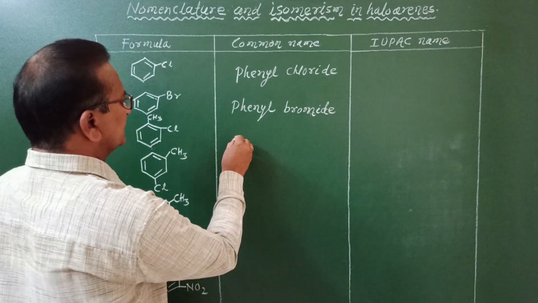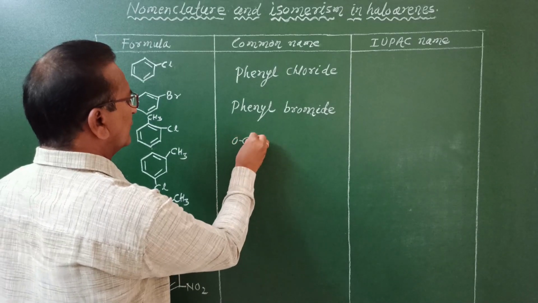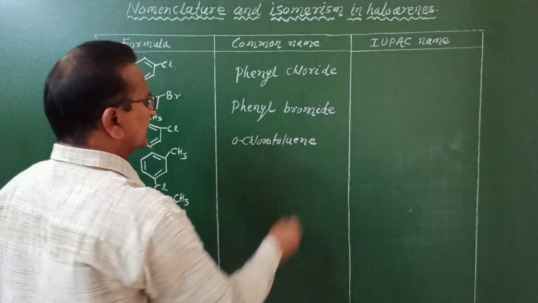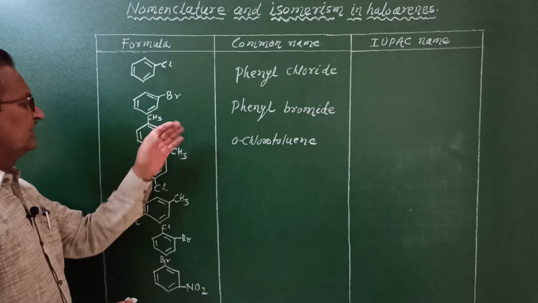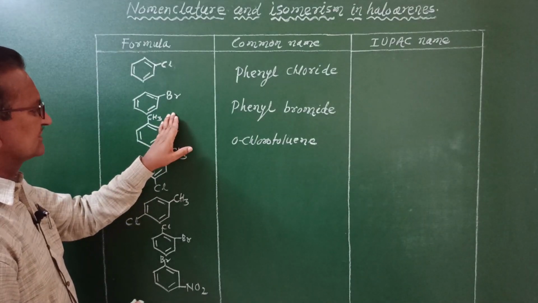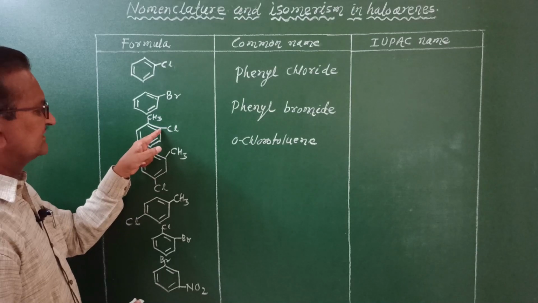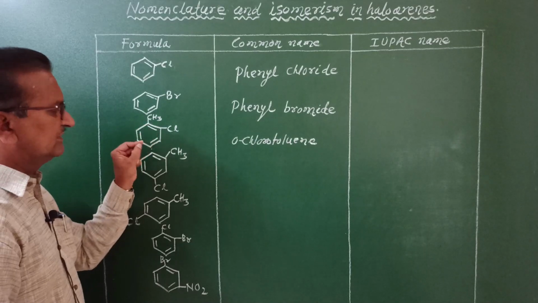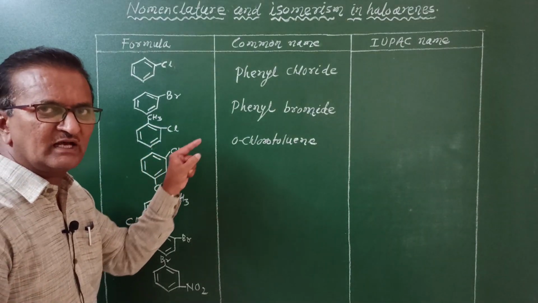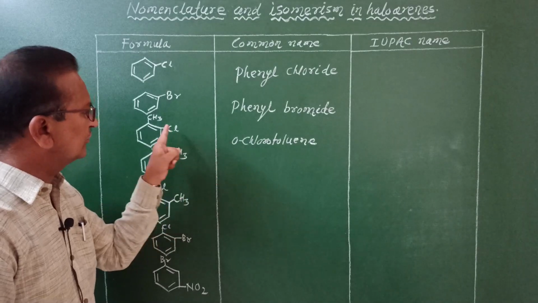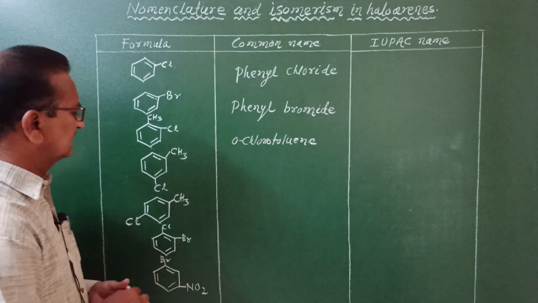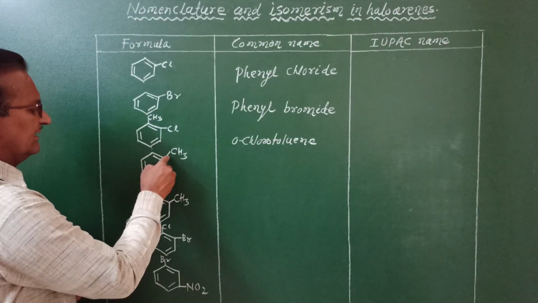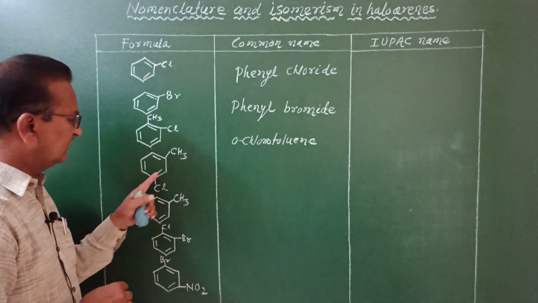The common name of the first one is orthochlorotoluene. Methyl benzene is called toluene in the common name system. If two substituents are present at adjacent positions, then this isomer is referred to as ortho. Therefore, what is the name? Orthochlorotoluene.